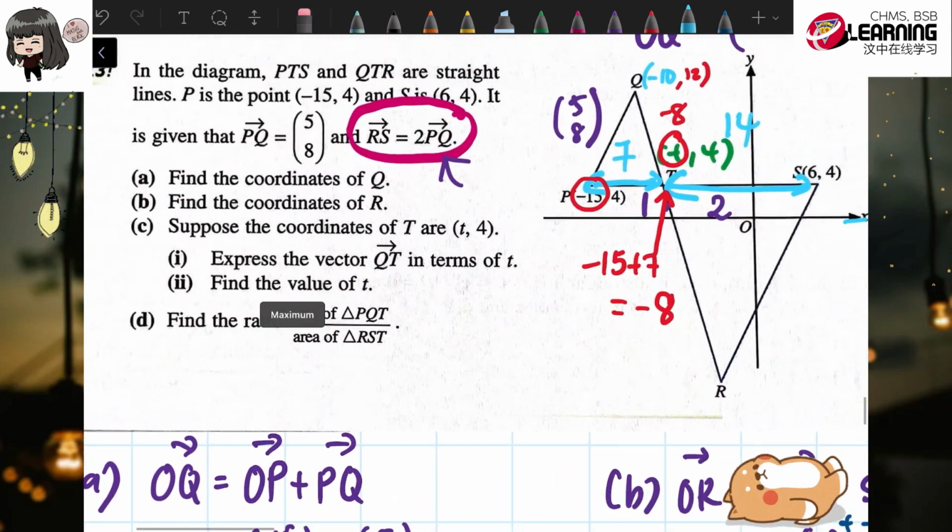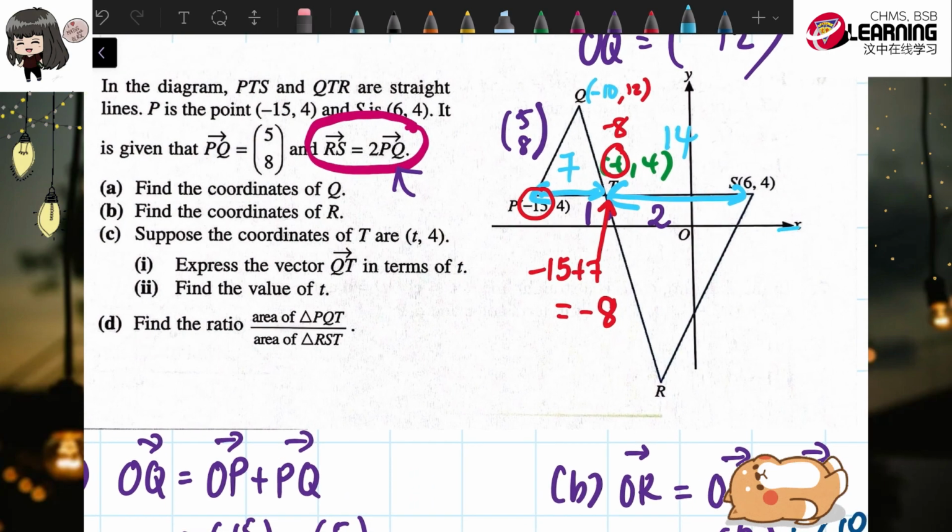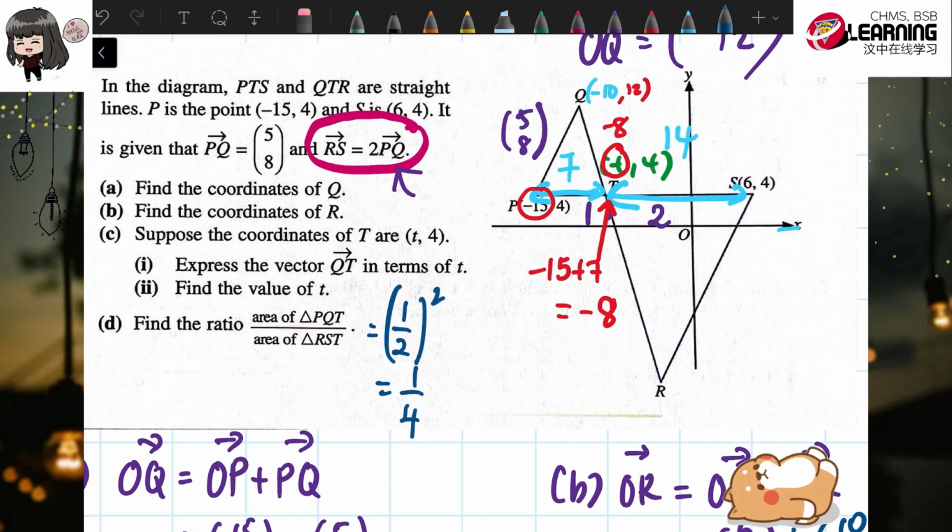Let's look at part D. Find the ratio of area of PQT. This area ratio with this one, the ratio of these two. We learned similarity already. The ratio of the side is 1 to 2, so the ratio of the area will be squared. So 1 over 2, the ratio of the side, you square, so it's 1 over 4. So the answer for part D is 1 over 4.